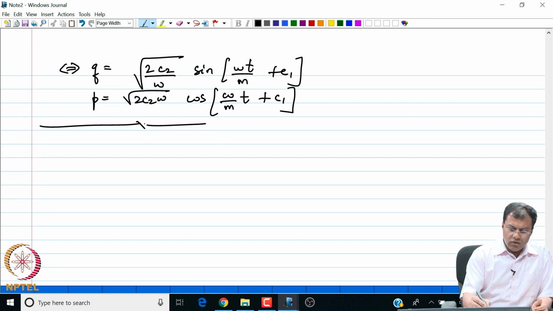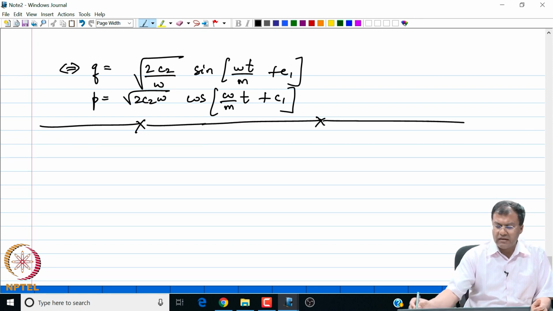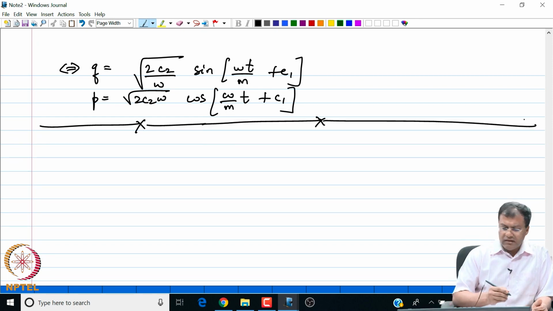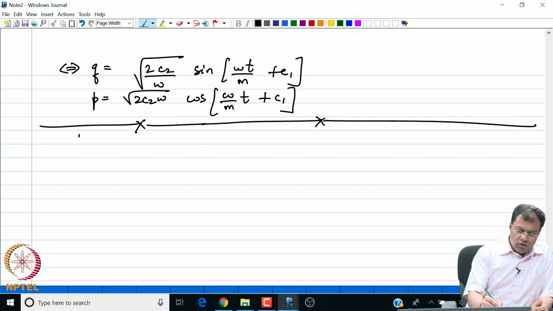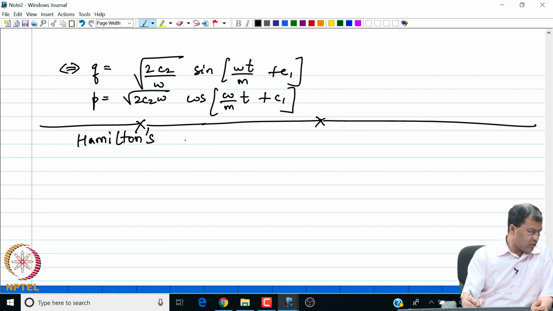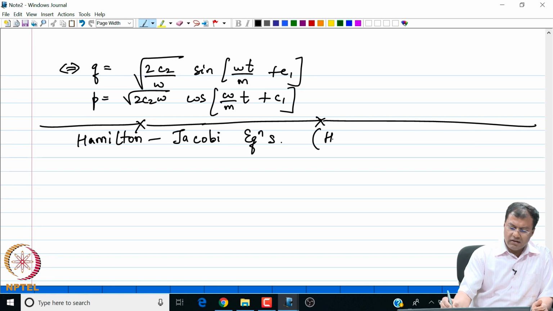So this question is how to find this generating function. That is the biggest hurdle. To do that, we have to find the generating function by the so-called Hamilton-Jacobi equations, right. So I call these the HJ equations.